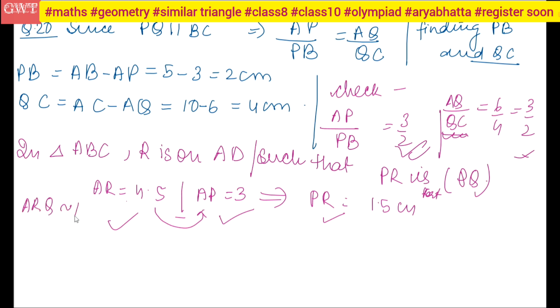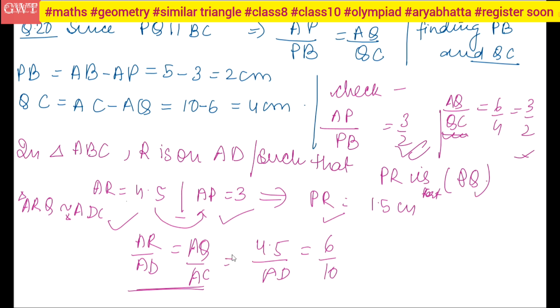ARQ is similar to ADC. These two triangles are similar, so we can write AQ upon AC. These are the ratios, so put the values. This implies that 4.5 upon AD is equal to 6 by 10. So this implies that AD will be what? 4.5 into 10 divided by 6. So 45 upon 6, so it will be 7.5, right? AD will be 7.5. They are asking AD only.